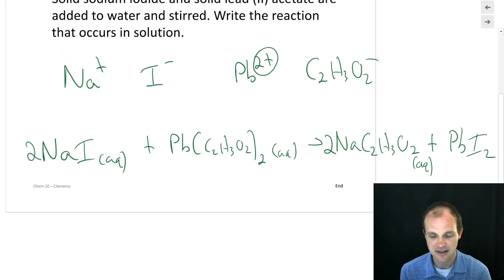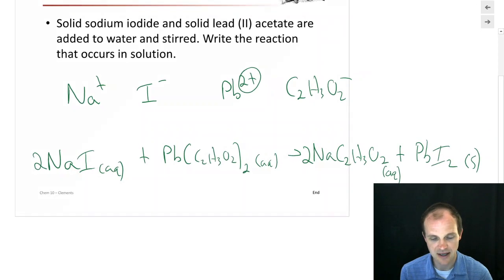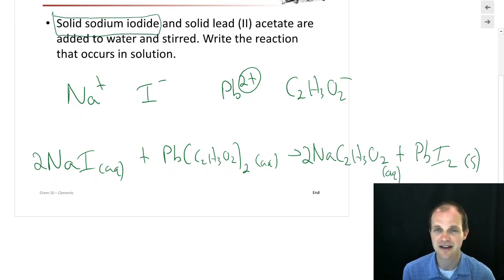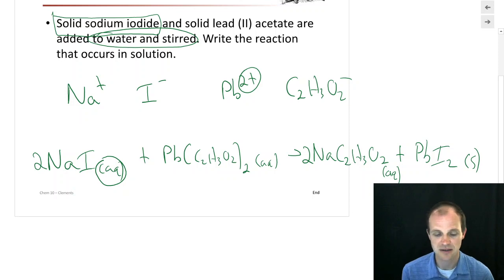And this is the chemical reaction of what happens when sodium iodide and solid lead 2 acetate are added to water and stirred. Now, this one, if we look back up here, why did I say solid sodium iodide? Just to confuse you a little, I wrote aqueous down here because as soon as I put them into water and stir them, they break apart, and so I have aqueous. If you wrote solids there at the beginning, that would be okay as well.